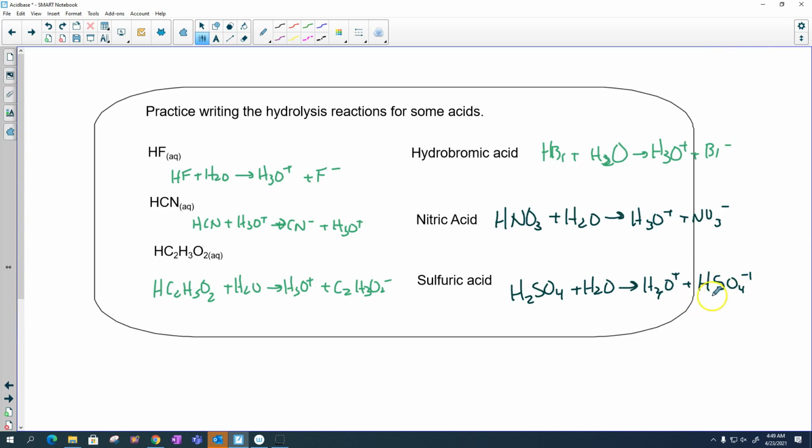If we keep allowing it to donate, then it's going to be the next one. There's a little more to that, as I'm just kind of hitting around some ideas. That would be plus water yields SO4 minus 2 plus H3O plus. All right, good. Let's move along here.